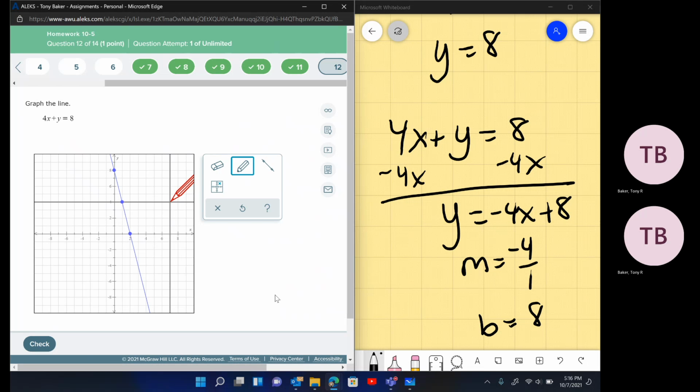Okay, so you can do it either way. Both of them will give you the exact same line. It just depends on which one's easier for you to do when you look at it originally. This one, both of them are actually pretty easy because you didn't have to have a number in front of the y.